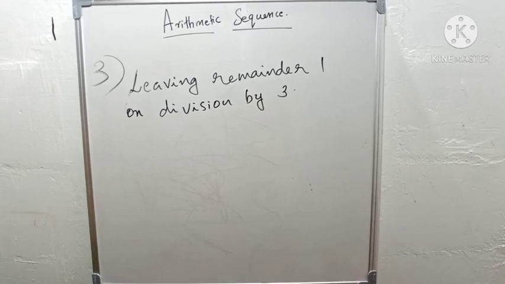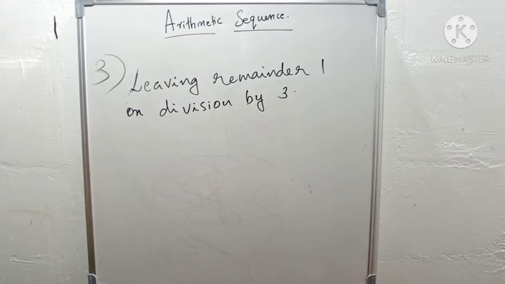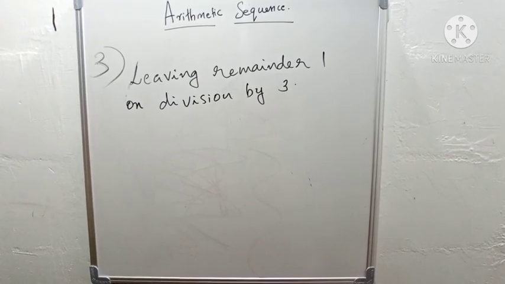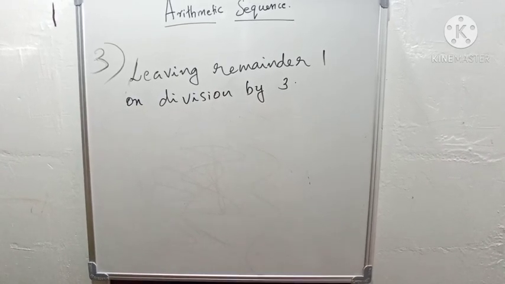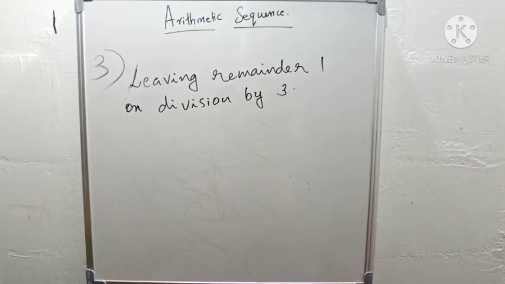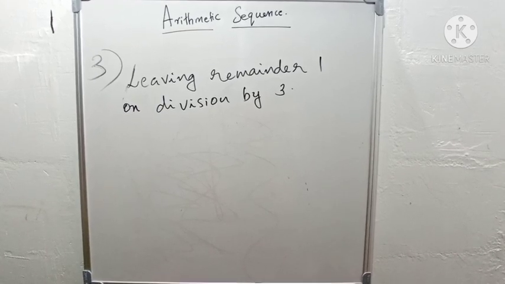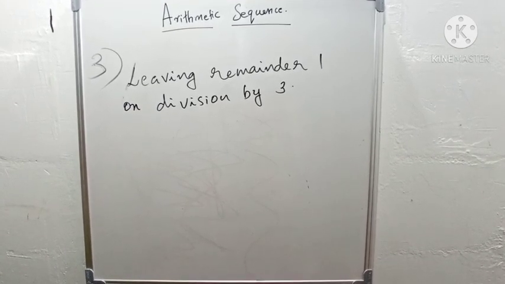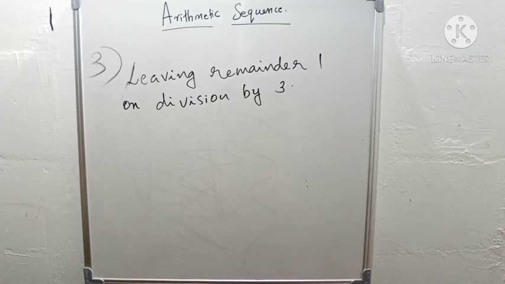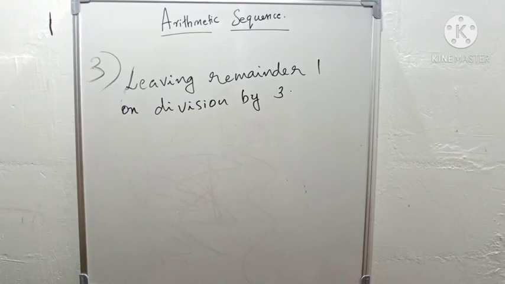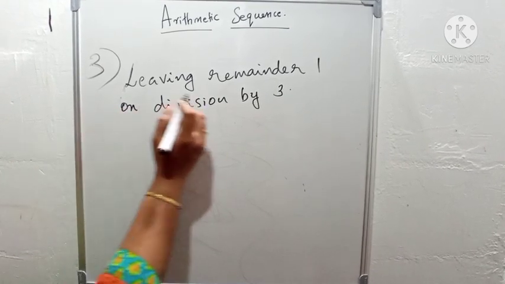Today I am here to discuss the lesson Arithmetic Sequence, just the first chapter of class 10 mathematics. And today we are discussing the first exercise, third question. The question is: write down the sequence of natural numbers leaving remainder 1 on division by 3 and the sequence of natural numbers leaving remainder 2 on division by 3. So we need to write two sequences, and the first sequence is a set of numbers that leave remainder 1 on division by 3.